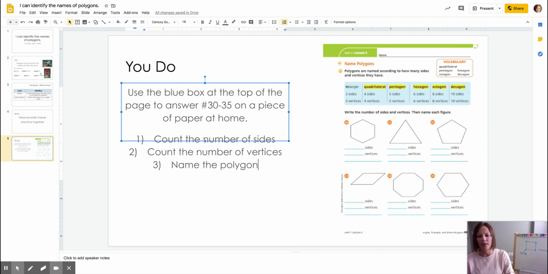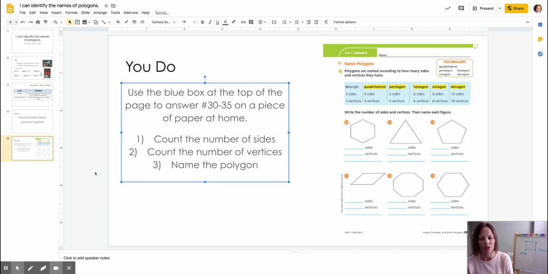Okay, and remember, this is just practice for you to do on a scratch piece of paper. If you want to take a picture and share it with your teacher on Seesaw, if you use Seesaw, or email it, or however, you certainly can. You are not required to, but it's just an option.